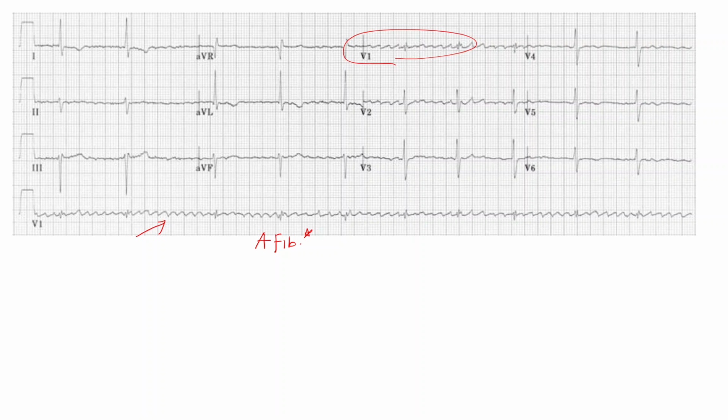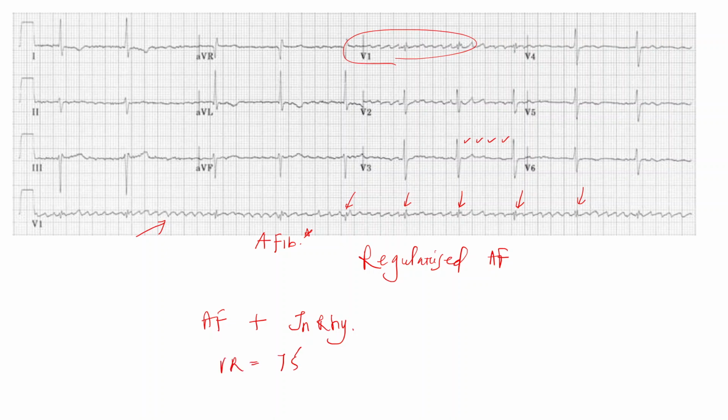But the most striking finding in atrial fibrillation, you all must be knowing, is that you will always get an irregular heart rate. But if you see here, this is a QRS complex, this is a QRS complex, this is a QRS complex, this is a QRS complex, this is a QRS complex. So we are getting QRS complexes at a regular interval. So this is known as regularized AF. That means this patient is having AF, but along with that, this patient is having junctional rhythm. QRS complexes are narrow, and if you want to look for the ventricular rate, 1, 2, 3, 4, it will be around 75. Ventricular rate is around 75. So you can tell junctional tachycardia. Sorry, accelerated junctional rhythm.